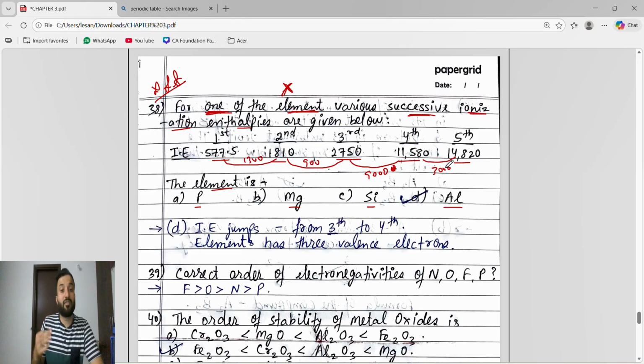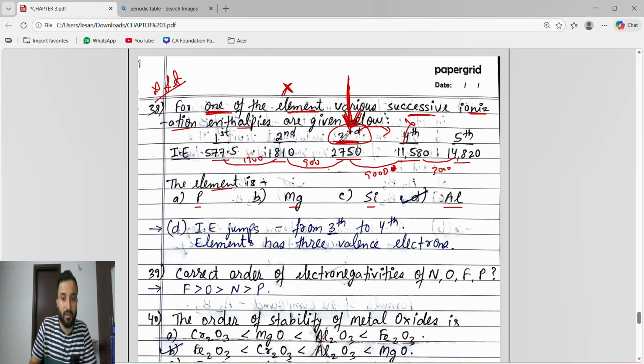So where is the highest jump, guys? The highest jump, you will say, is after the third. So the first thing we have to see is, in successive ionization enthalpy, where is the highest jump. This is the highest jump of 9,000, which means after the third ionization enthalpy there is the highest jump. So we will not take the fourth.